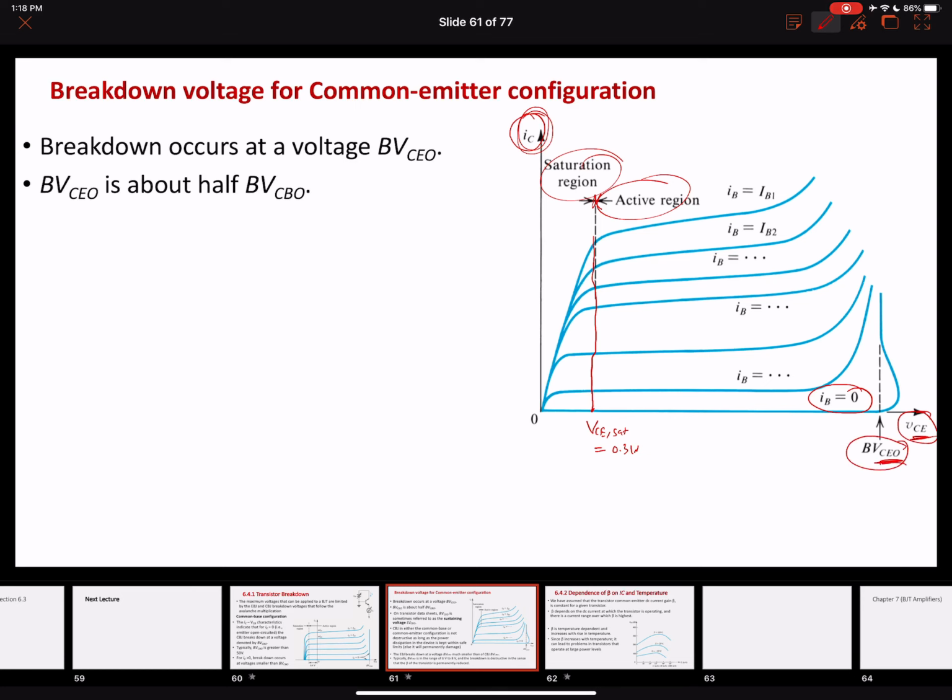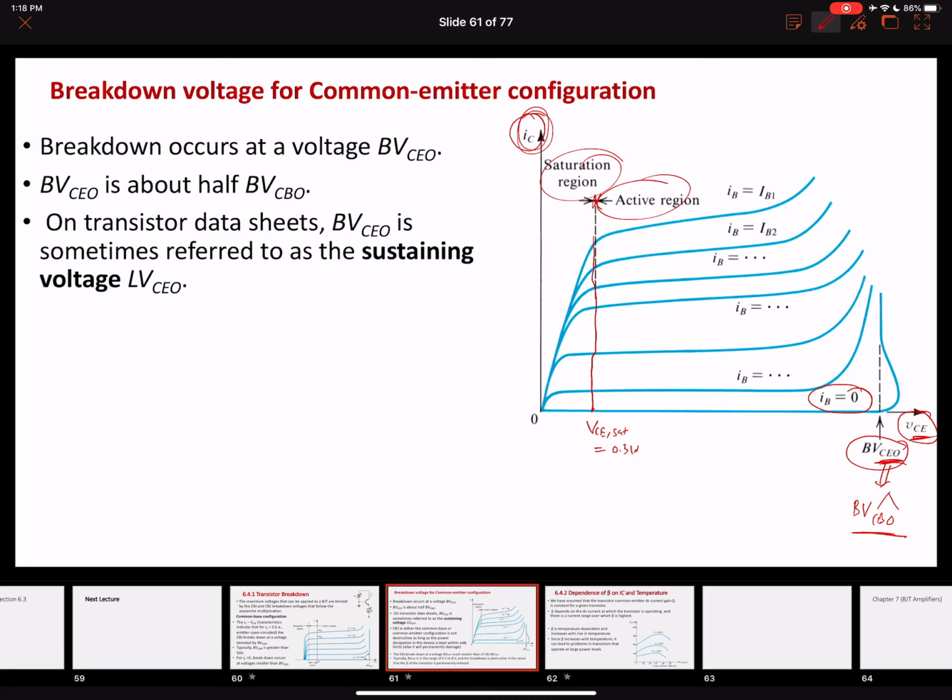The value of this BVCEO compared to BVCBO is usually smaller, right? So this value is greater than the value of the common emitter breakdown voltage values, and it is almost half of this value of breakdown voltage of CBO. This value, BVCEO, is also referred to as a sustaining voltage and also denoted by LVCEO in certain data sheets.